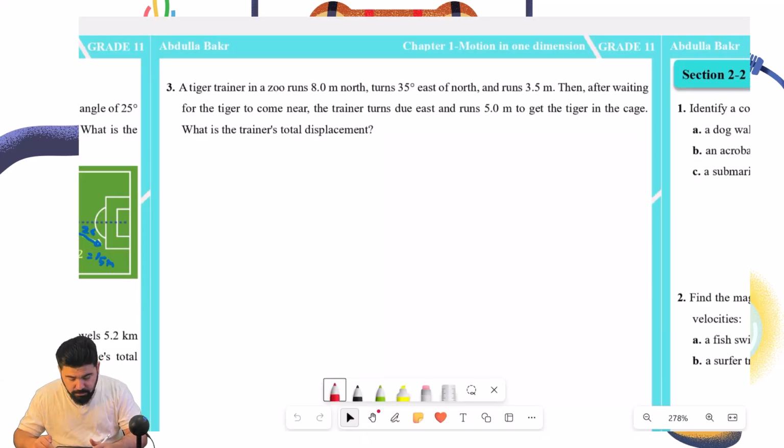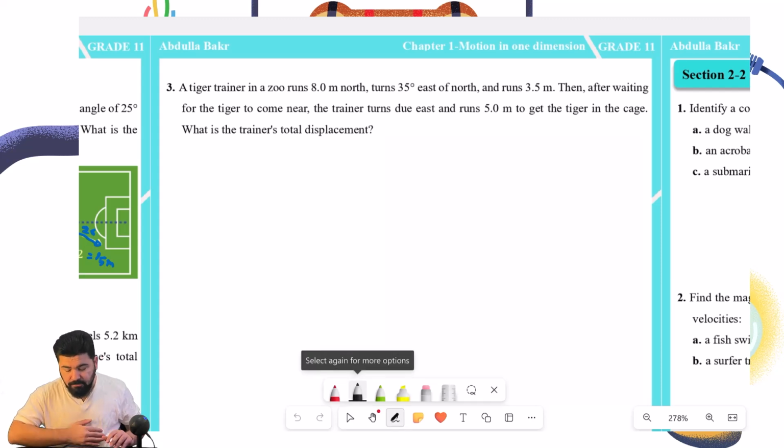A tiger trainer in a zoo runs 8 meters north, turns 35 degrees east of north, and runs 3.5 meters. Then, after waiting for the tiger to come near, the trainer turns due east and runs 5 meters to get the tiger in the cage. What is the trainer's total displacement? So we only need displacement this time.